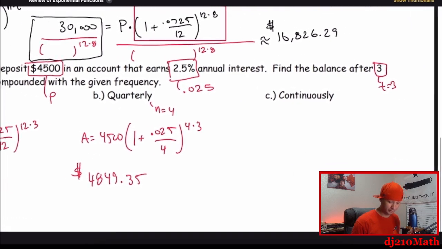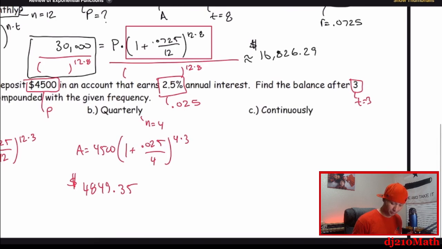All right, so notice this word here, continuously, implies a completely different formula. It's the future amount equals the initial amount times e, which is a constant, to the rt, A equals Pe^(rt).